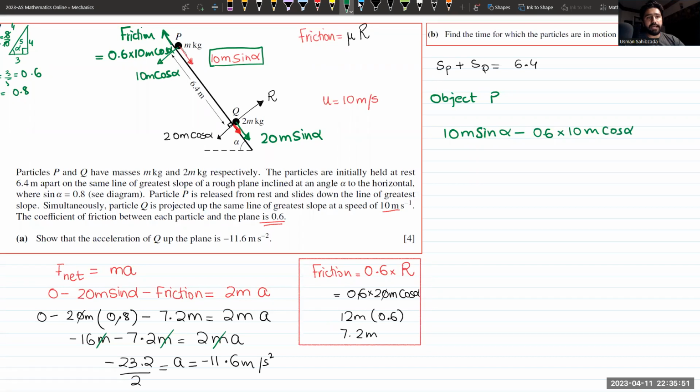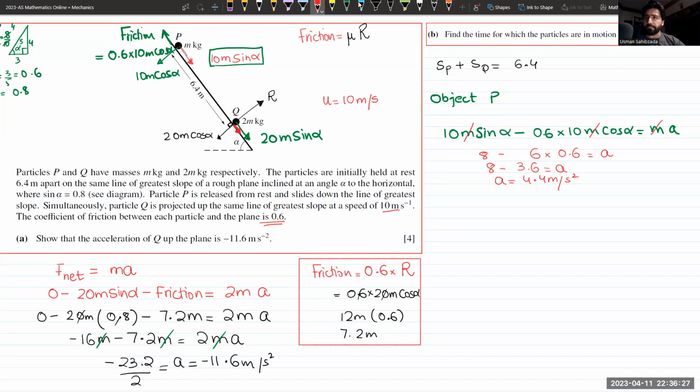10 m sin alpha minus friction is equal to ma. This is the equation that you'd have. The mass cancels throughout. 10 times sin alpha. Sin alpha we knew was 0.8. So this is 8 minus 6 times cos alpha. Cos alpha was 0.6, is equal to a. So 8 minus 3.6 is a. Acceleration comes out as 4.4 meters per second squared for this object P as it travels down.